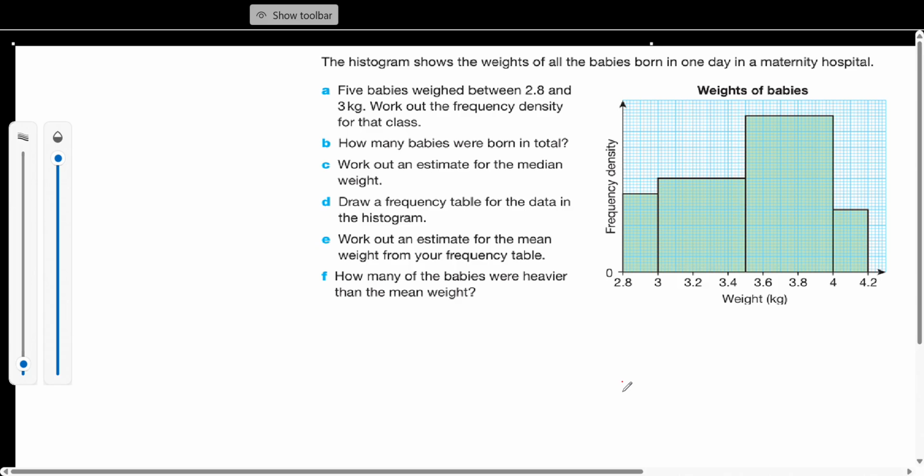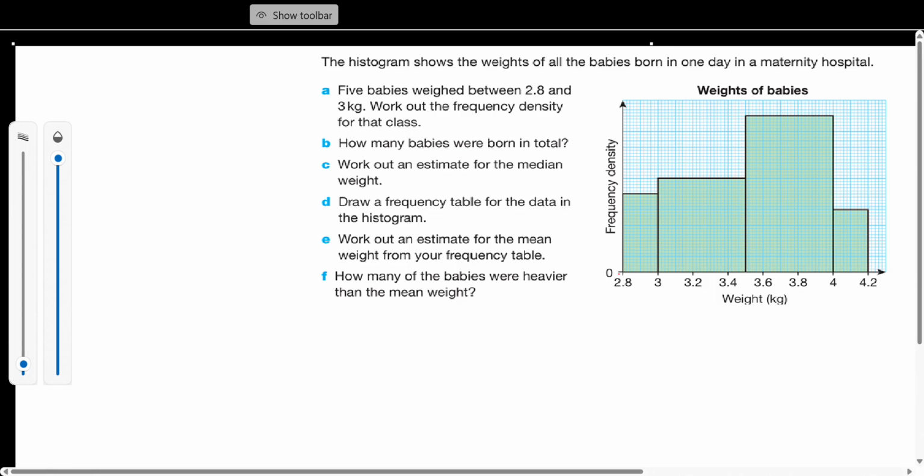So part A says 5 babies weighed between 2.8 and 3 kg. That is this first bar. It starts at 2.8. You notice that the x-axis need not always start at 0. So the minimum weight is 2.8 kg, and from that to 3 is the first class interval. And it says 5 babies were born.